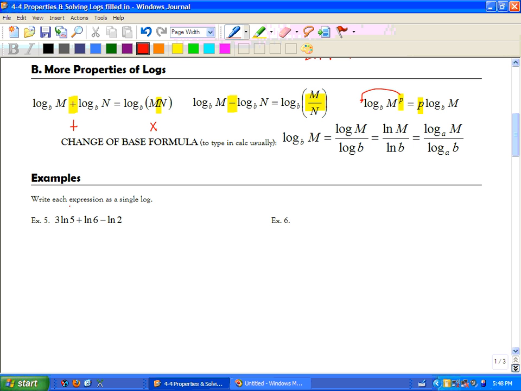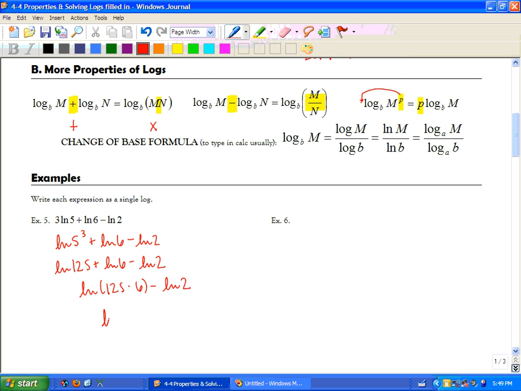So to write each expression as a single log, the first thing you want to do is put the powers back on. So make it natural log of 5 cubed plus natural log of 6 minus natural log of 2. If you want to, you could simplify that to 125. It's not necessary. You'll do it eventually, but you don't have to do it right now. And then the plus turns into multiplication, so 125 times 6. And then the minus turns into division.